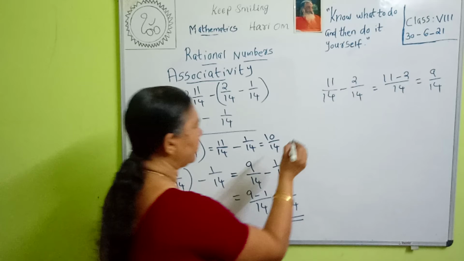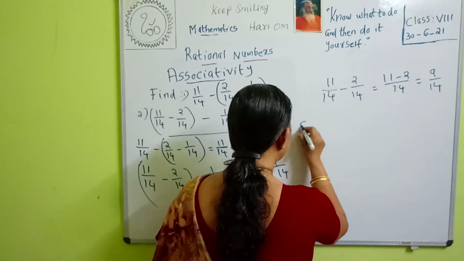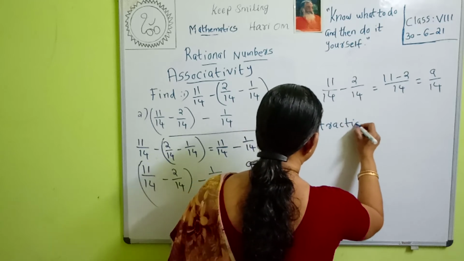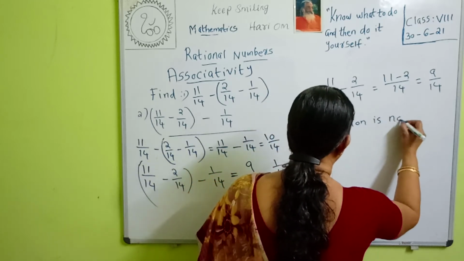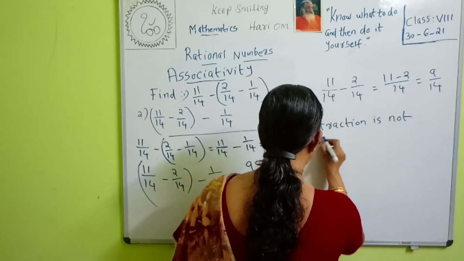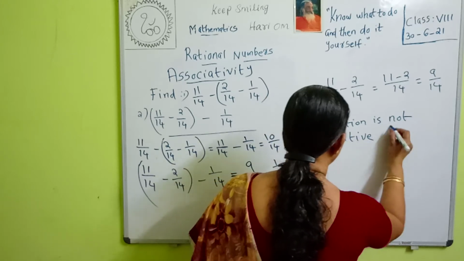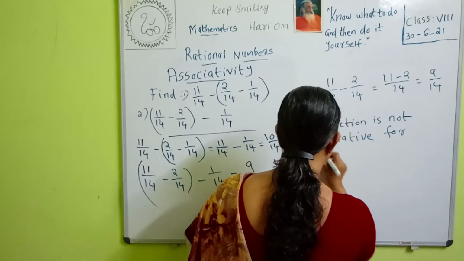Therefore, we can say subtraction is not associative for rational numbers.